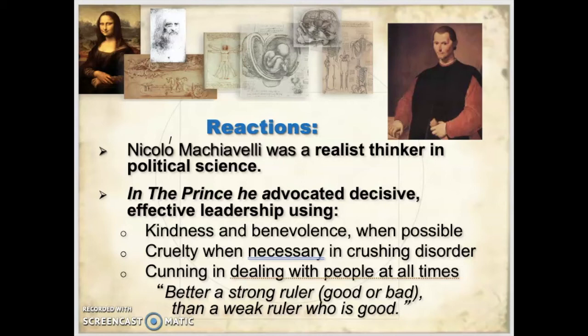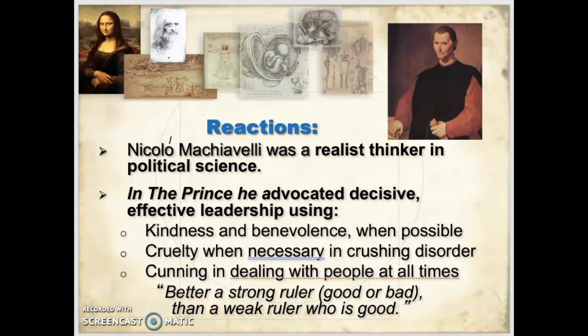Machiavelli believed in his writings that rulers should be kind and benevolent when possible. They should be good to people. But when that was not possible to get what was necessary done, they should be cruel. In fact, he believed that if you're going to be cruel, you should be very cruel so that there's no mistaking who's in authority. He also believed that you should be cunning or wise or scheming in dealing with people at all times. In other words, you've got to be one step ahead of people. You've got to be smarter than they are.